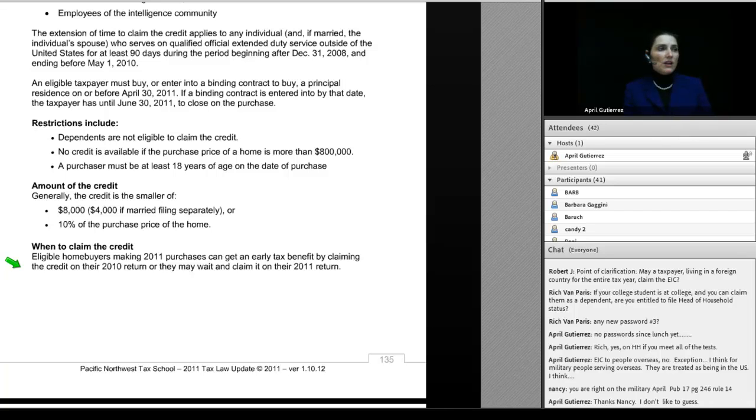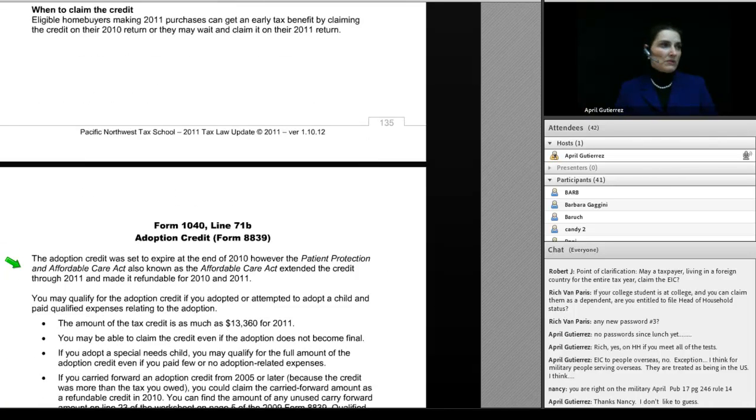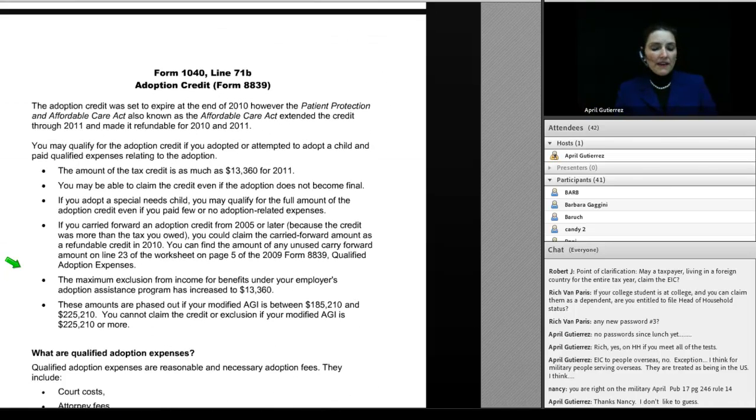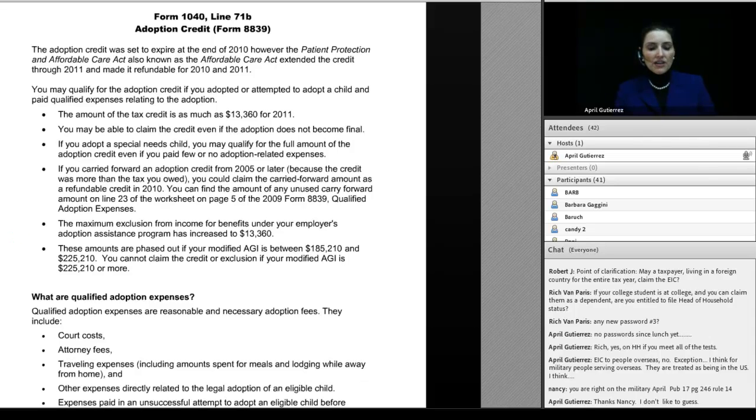So if you do have a person who thinks they qualify for the first-time homebuyer credit, or you find out that they did buy a home in the early part of 2011 and they had been outside of the country, then I would definitely go to the Q&A page that the IRS has on the first-time homebuyer credit and go through all the rules, make sure they qualify. And if they do, then it means filing a paper tax return with the Form 5405 attached, plus a copy of the HUD statement that has been signed by the parties and all of the other paperwork that needs to accompany it. Form 1040, line 71B, the adoption credit.